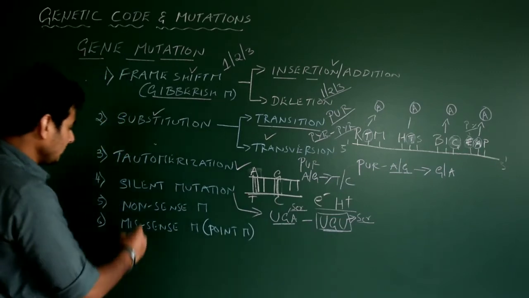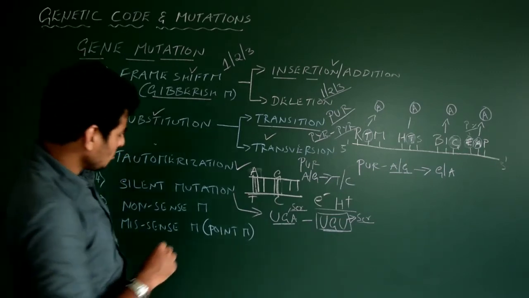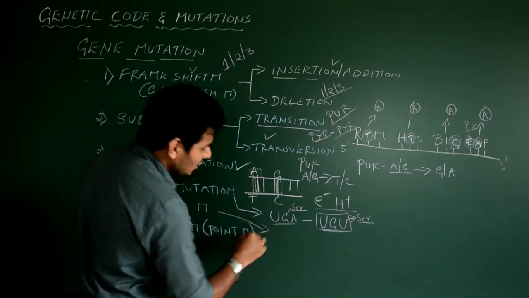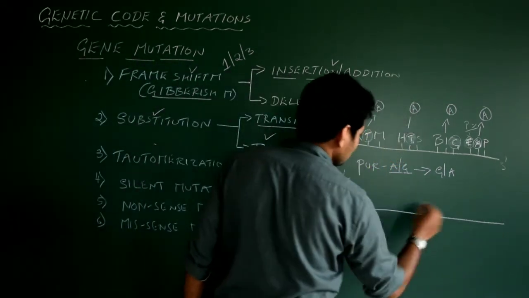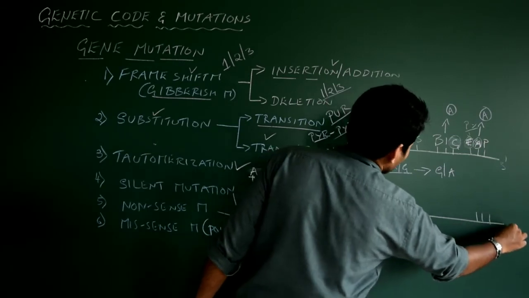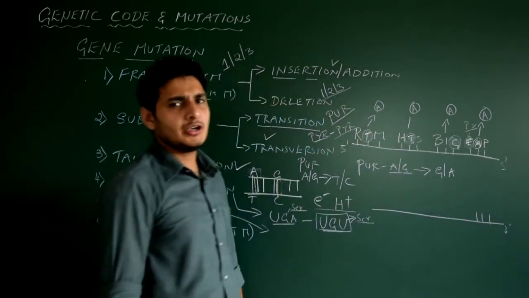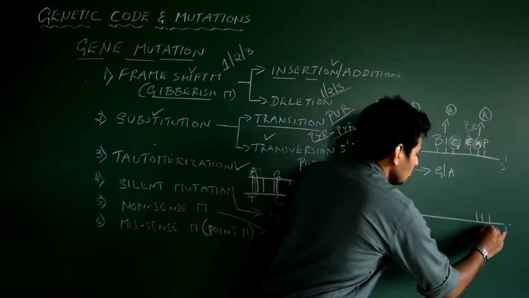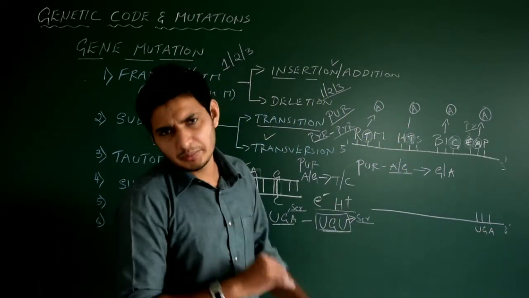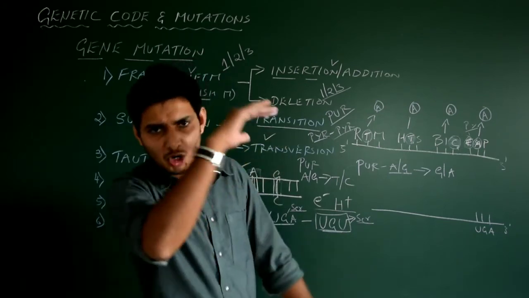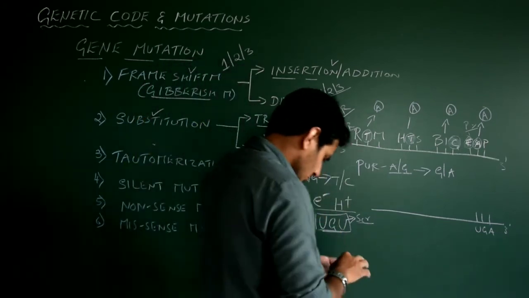Okay, nonsense mutation. To understand this, let us take what is this nonsense mutation. Draw one mRNA here. We know that at the 3' end of the mRNA there is a stop codon. Let us imagine UGA is there, which is now the stop codon. That means in a normal mRNA, it is going to code for a specific polypeptide chain. Okay, so it is understood.